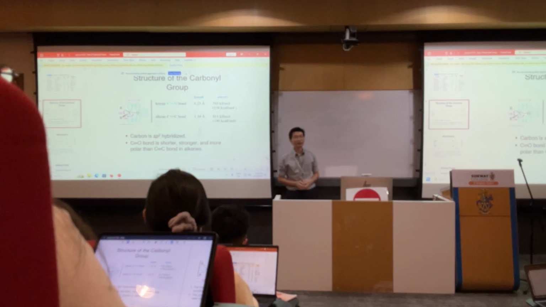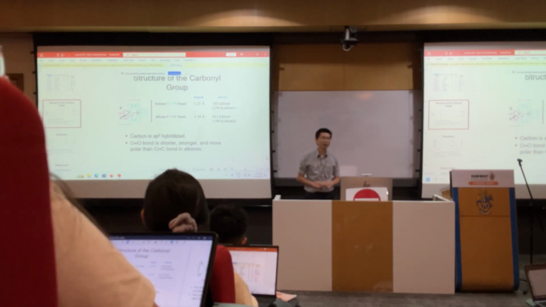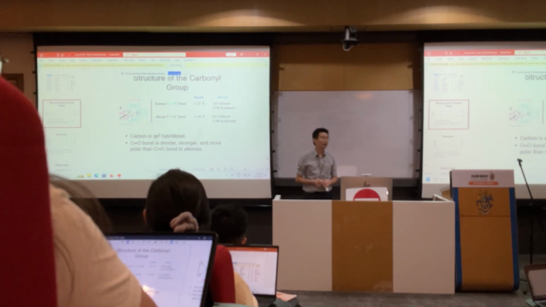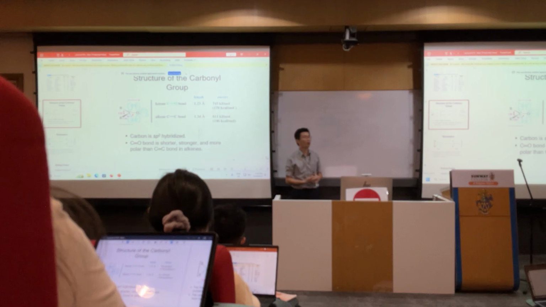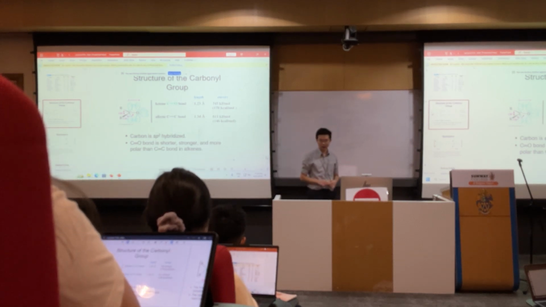Okay, just now we talked about the melting point and boiling point. Apparently, alcohol gives you the highest melting point among ethane or ethanol, due to the formation of hydrogen bond. Okay.